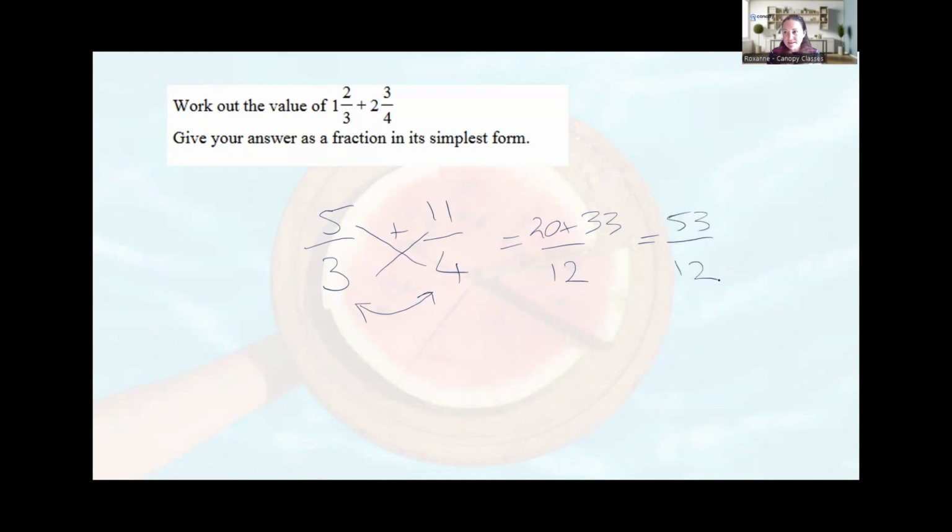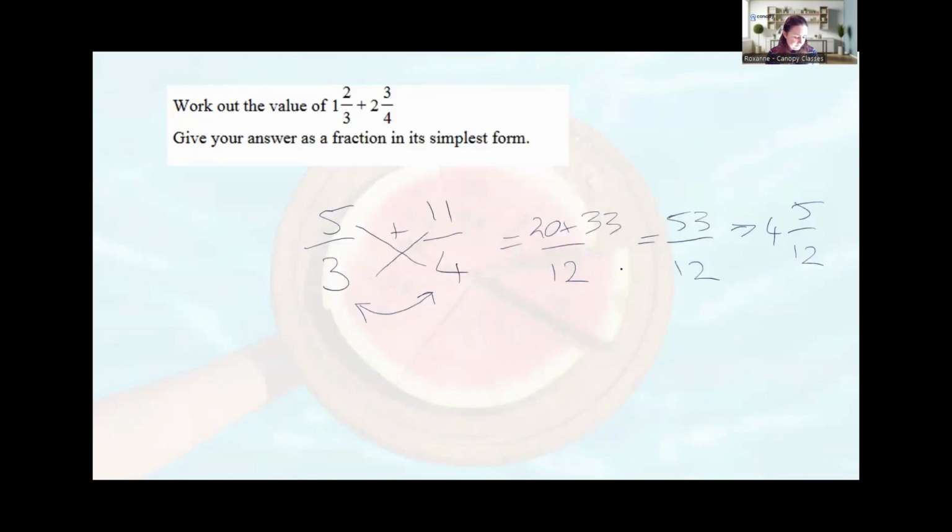Right, now let's think to myself, how many times is 12 going to go into 53? It's going to go in 4 times. 4 lots of 12 makes 48. I've then got 5 twelfths remaining. Don't forget that remainder at the end.